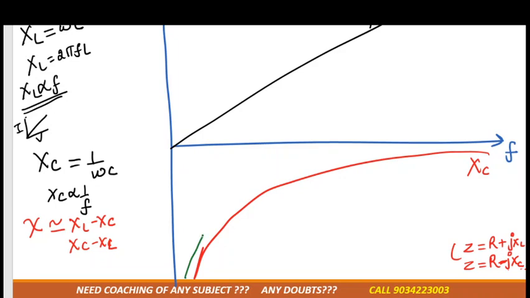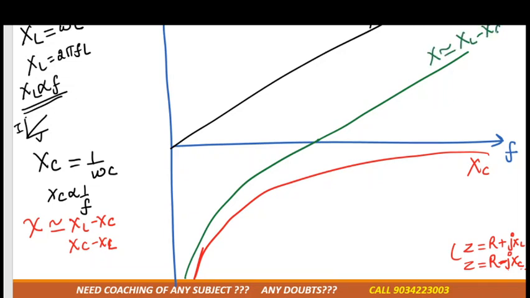If it is for XC, draw a curved line like this. If it is for XL, draw a straight line as for the XL. For XC it is a curve, just like the XC. So this is the value for the total reactance, approximately equal to XL minus XC. And wherever it cuts at the frequency, that is the resonant frequency. We got it from this net reactance. Okay, clear this thing? Any doubt up to here?